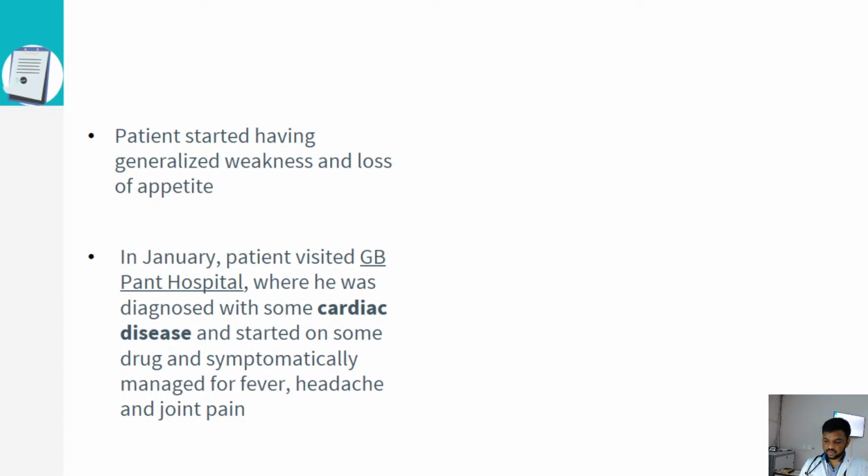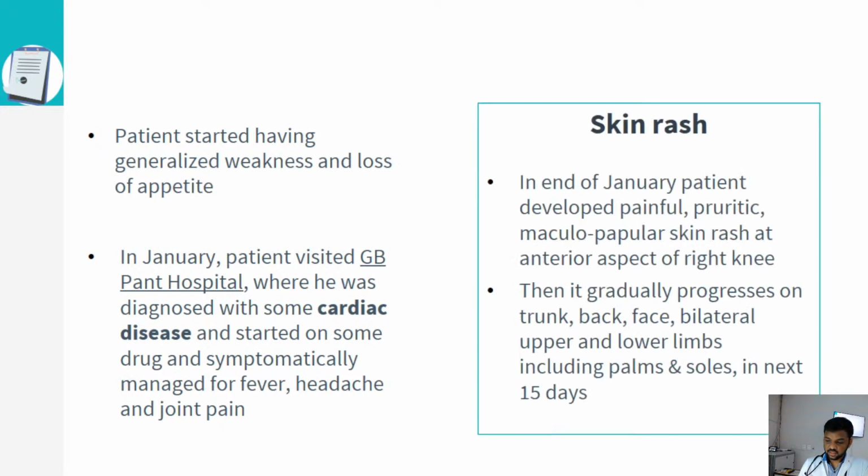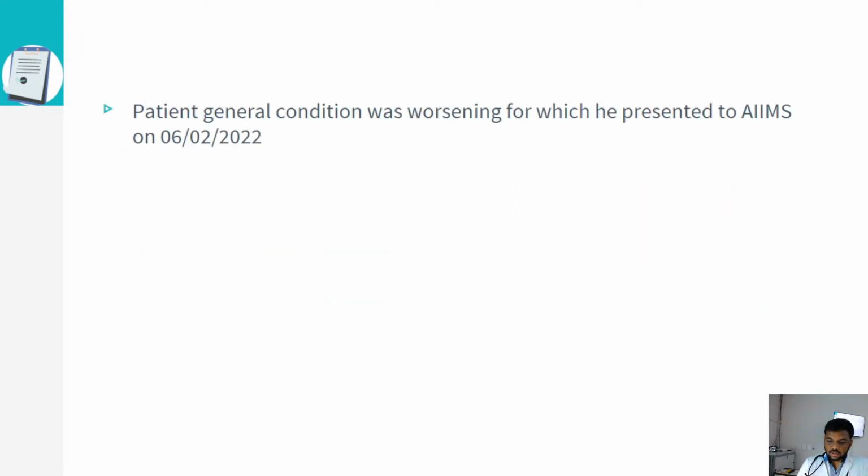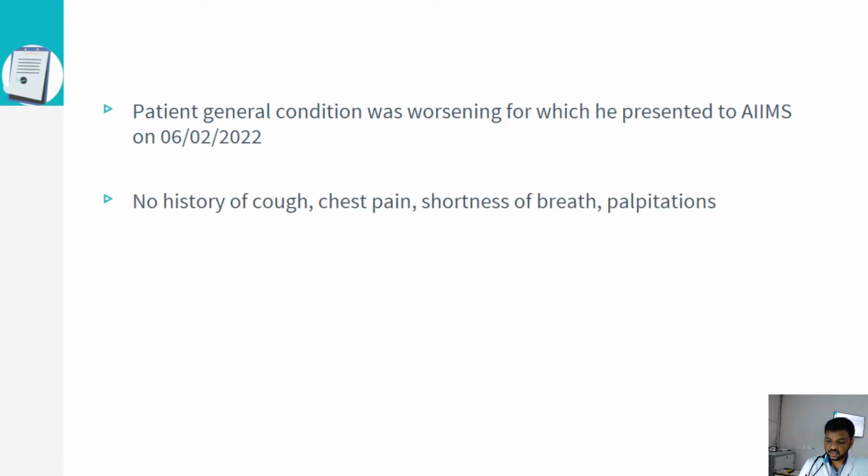In month of January, patient visited GB Pant Hospital, where he was diagnosed with some cardiac disease and started on some drug and symptomatically managed for fever, headache, and joint pains. Then, in end of January, patient developed painful pruritic maculopapular skin rash at anterior aspect of right knee initially, that gradually progressed to trunk, back, face, bilateral upper and lower limb, including palms and soles in next 15 days. So, as such, he was taking symptomatic management from multiple local hospitals, but condition was deteriorating. So, he presented to AIIMS on 6th of Feb.